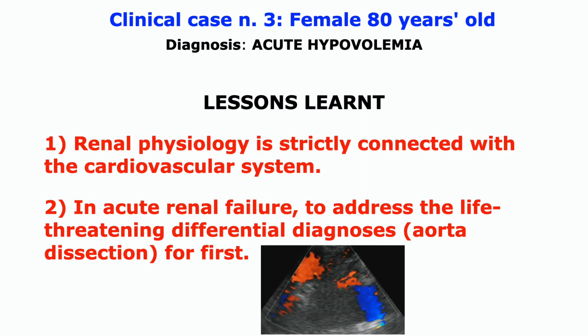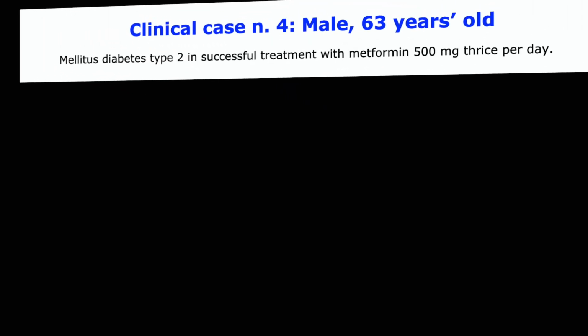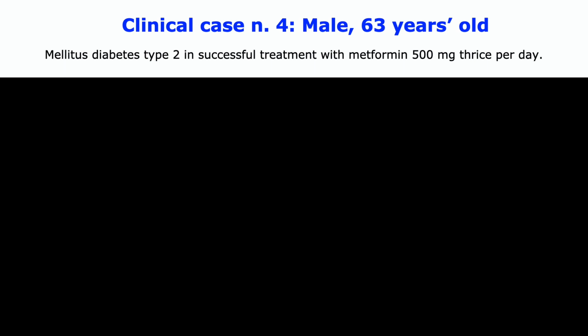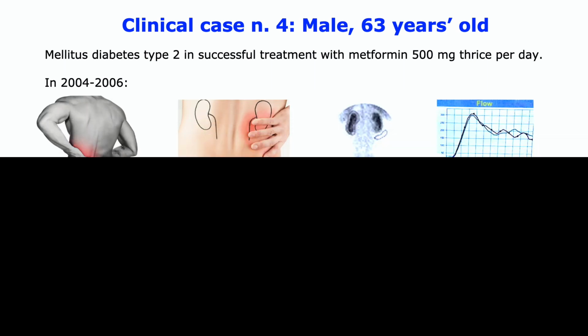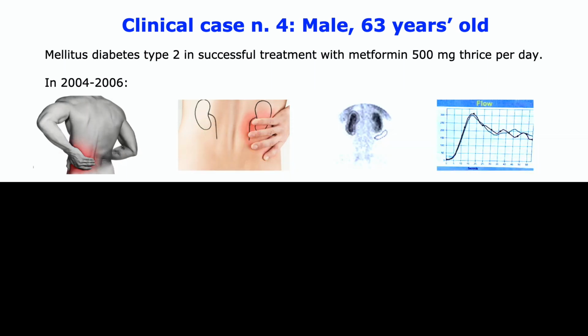Renal physiology is strictly connected with the cardiovascular system. In acute renal failure, to address the life-threatening differential diagnosis, aorta dissection first. Mellitus diabetes type 2 in successful treatment with metformin 500 mg 3 times per day. In 2004 to 2006, the patient suffered successive episodes of bilateral renal colics.